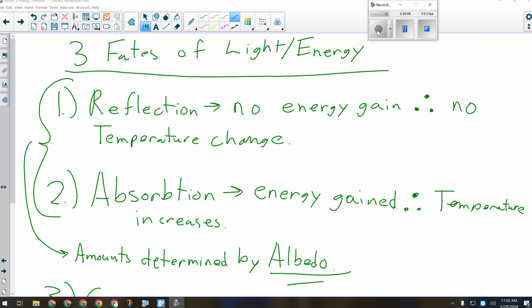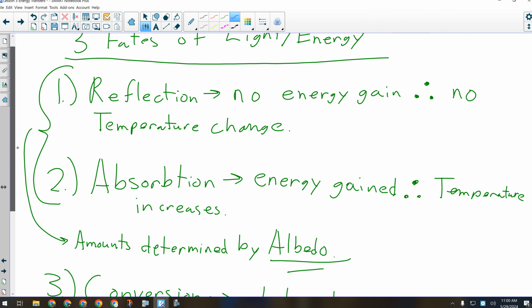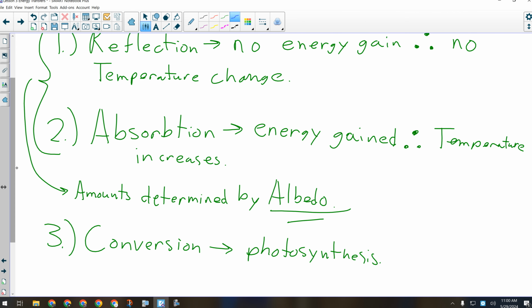The second fate is absorption. If we've got something with a low albedo, then lots of it's going to be absorbed. Low albedo means it's likely darker in color. That's going to mean energy gets gained, therefore temperature increases. So those two things are affected by albedo. The third fate is conversion, and that is simply photosynthesis. Light strikes plants, plants can convert the light directly into sugar, into chemical energy.